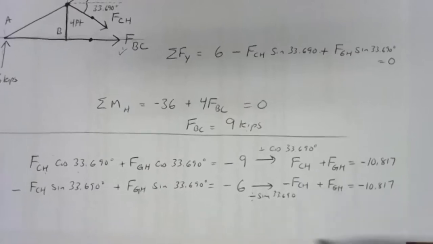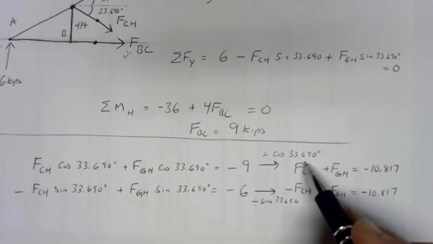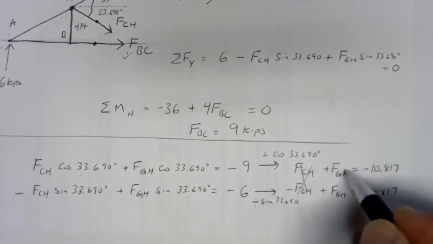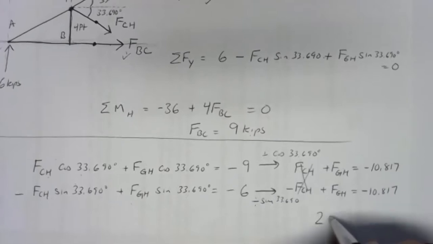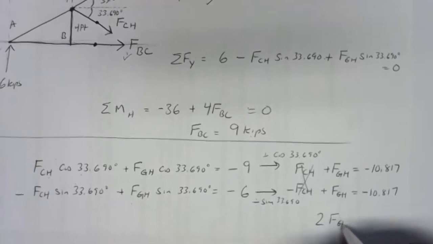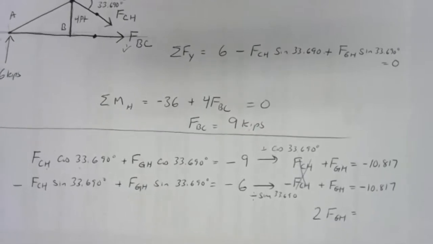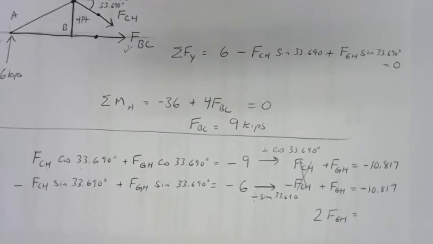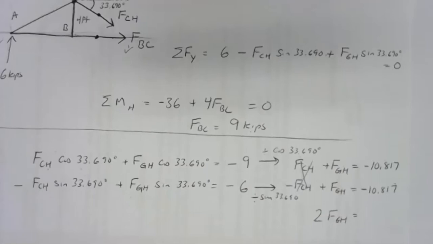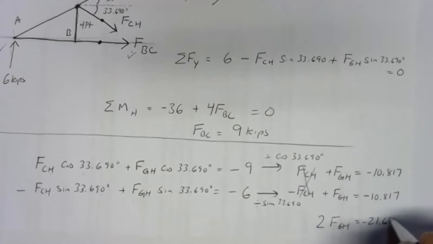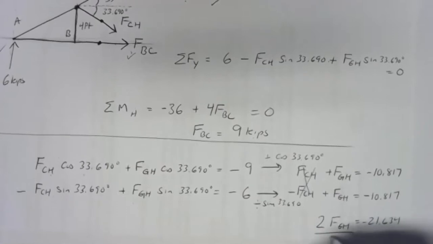So now those two equations, we can add those together. We add FCH and negative FCH. Those cancel out. We get 2 FGH equals negative 10.817 times 2. That's negative 21.634. Divide it by 2.